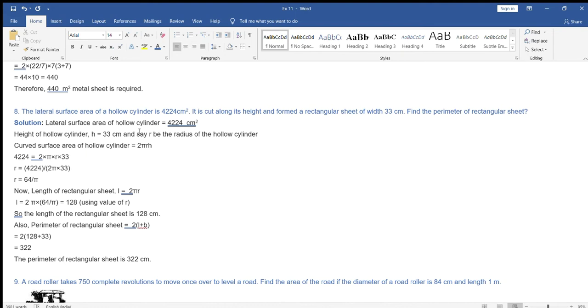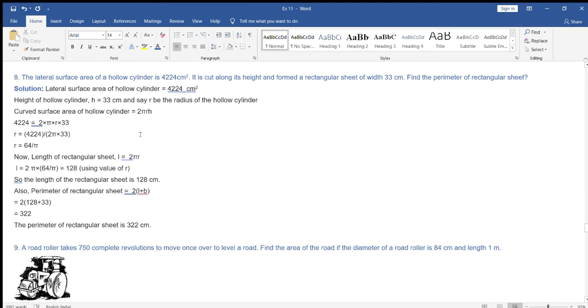So that is the width. Now the question is what the perimeter of the sheet we are getting? We have to find out its perimeter for that rectangular sheet. So what is the question given to us? Lateral surface area. So it is 4224. Yes. Now the height of the hollow cylinder is 33.